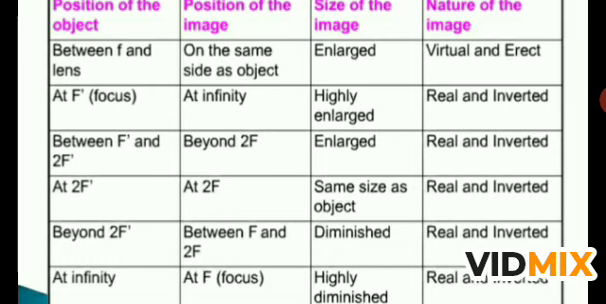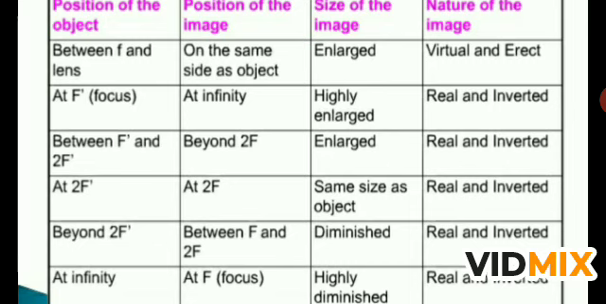I had just given you the hint how to draw the diagram. I have shown you the 2 cases also. The third case is when the object is at 2F, image will be at 2F, image of same size as object, and it is real and inverted. If it is beyond 2F, the image will be between F and 2F. It is diminished, a smaller image, and real and inverted. And if the object is at infinity, the image will be at focus, it is highly diminished but real and inverted.